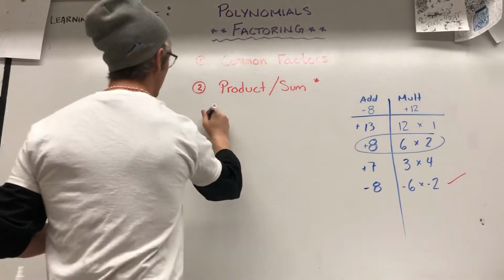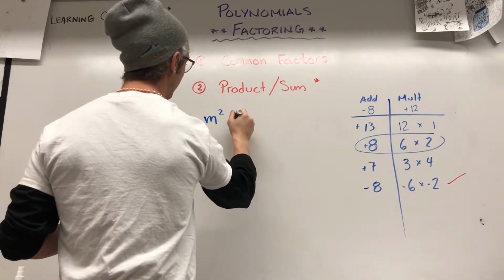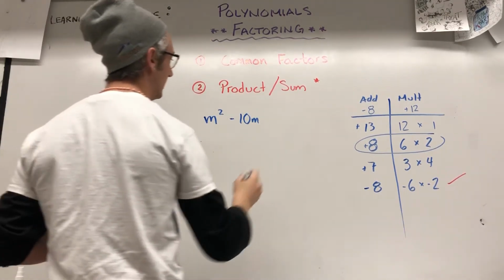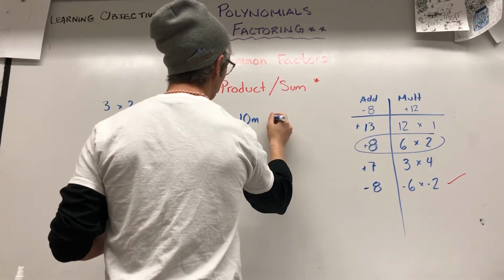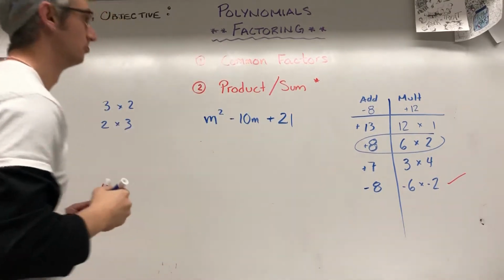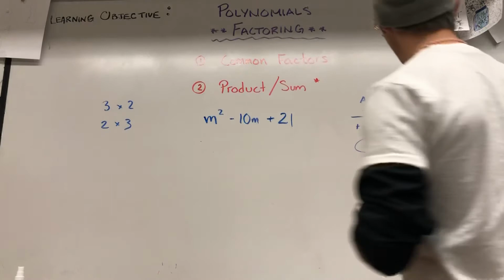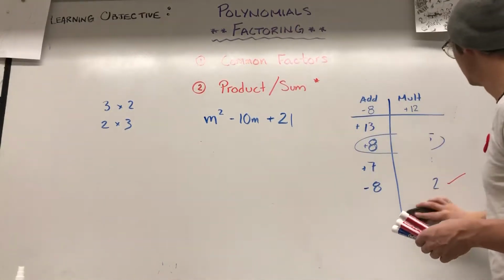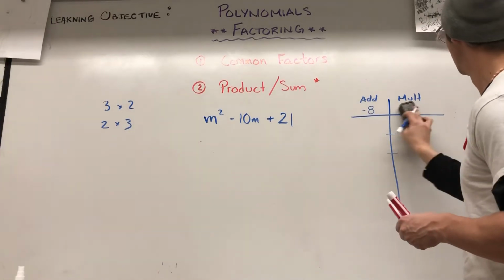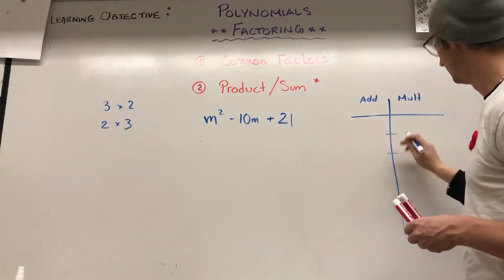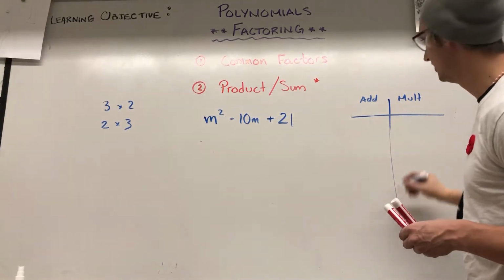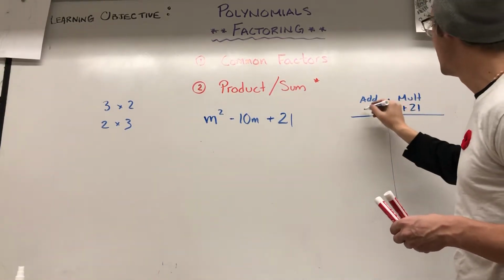So let's try m squared minus 10m plus 21. Okay. So let's fill up my chart. Taking some time here, perfectionist. So multiply to positive 21, add to negative 10.